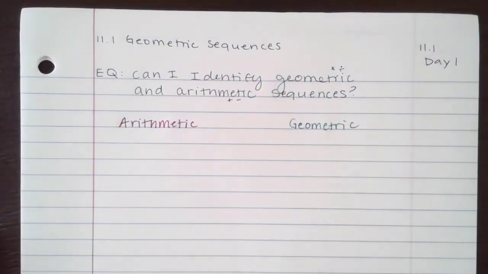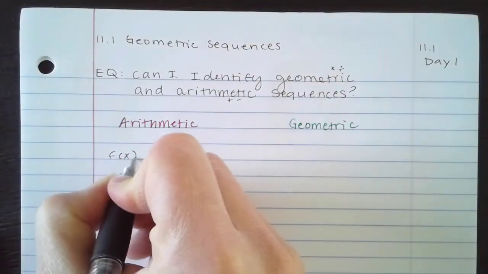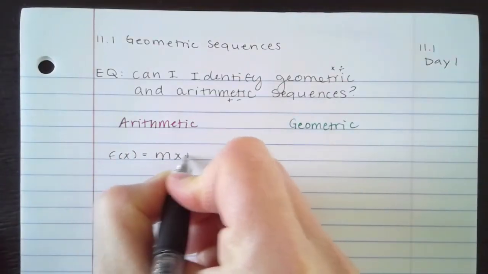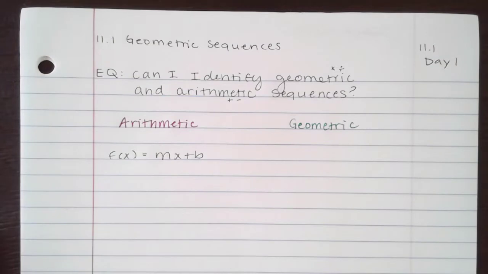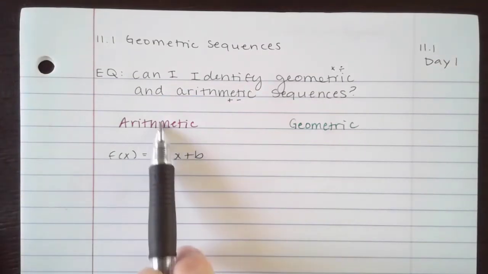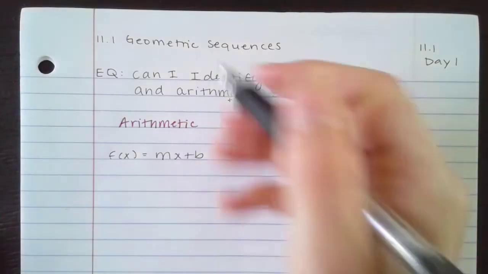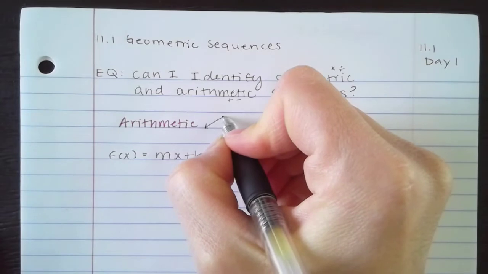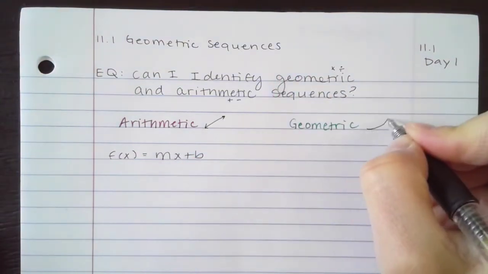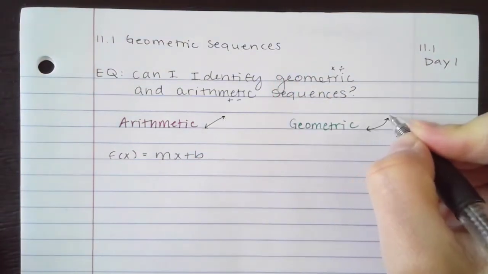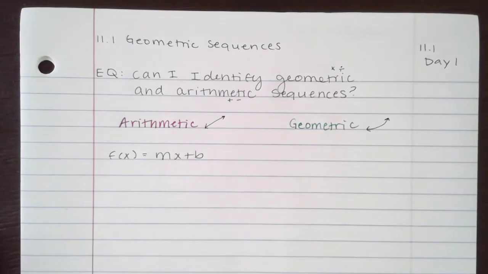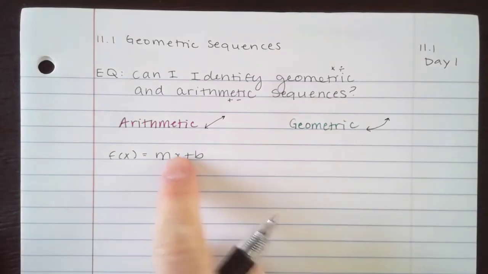So arithmetic, this should look familiar. f(x) is equal to mx plus b. We have been really familiar with this mx plus b because that's also our linear function. Arithmetic is linear. When you graph arithmetic, you get a line. In fact, why don't we draw that? In arithmetic, you get a line, whereas in geometric, you get this arc, and it goes all the way up like that, this exponential curve.